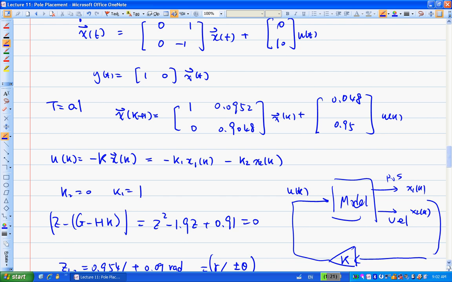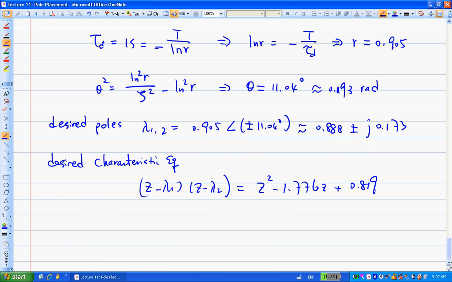Okay. So I think I'm going to skip that part there. Then you can solve for K1 and K2. You'll solve that in terms of K1. K1 will be 0.4463. K2 will be 0.1127.